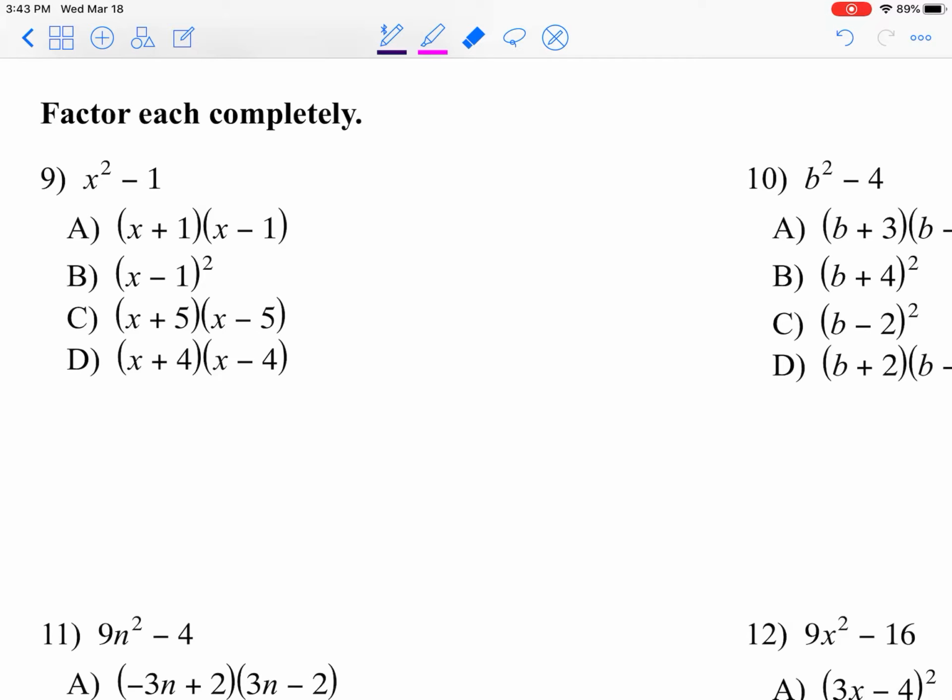And again, we can use our box just like we have in the past. There's no common factor in number 9. So our first term goes in the top left-hand corner, x squared. And our constant term goes in the bottom right-hand corner. We multiply those together. And the only way to get negative x squared is to have 1x times 1x to get x squared. And again, our symbol in front of the constant tells me to add or subtract. In this case, we're going to subtract.